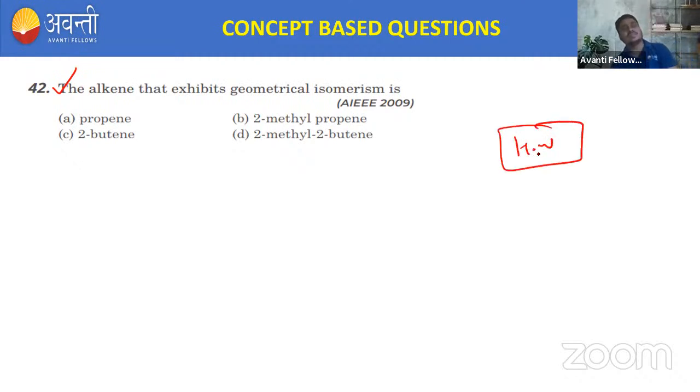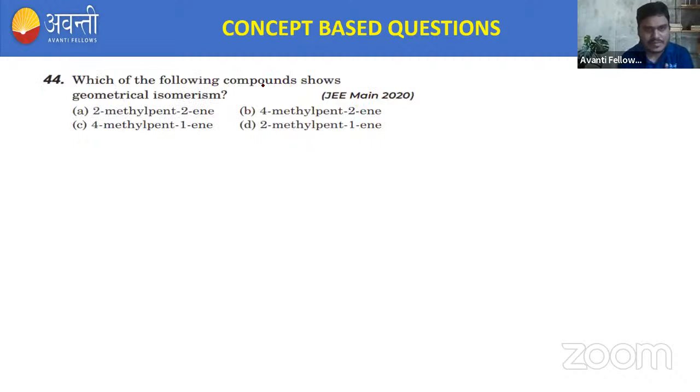The alkene that exhibits geometrical isomerism. It's a very simple question. The next is, which of the following compounds show geometrical isomerism? This came in JEE in 2020. So this is also a homework question for you all. Note it down quickly. Which of the following compounds show geometrical isomerism? Right. So this is all about the topic.